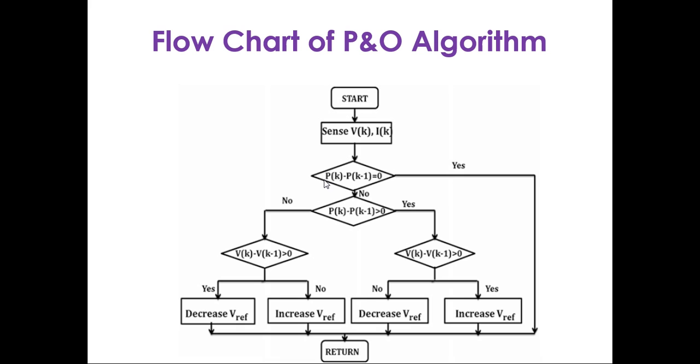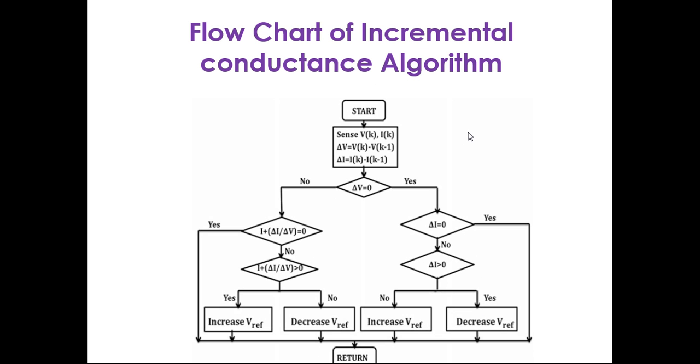Say, for example, somebody can ask what if the radiation changes? Ultimately, P is the product of V and I, that is voltage and current. So in both cases, the voltage and current change, and ultimately the power will change. So this results in these 4 possibilities.